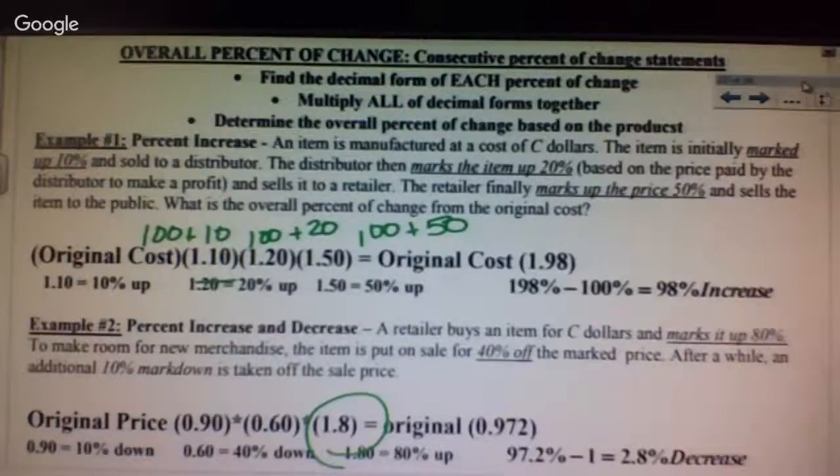So there's your 80% marked up. Then we marked it 40% off, which marked it down. And then we took another 10% off. So that's where that came from. It was marked down again. Even though you had that big increase, you actually saved money in the end. You saved 2.8% of your original price. So you actually got a deal on that one.